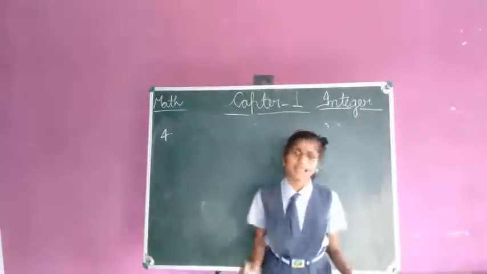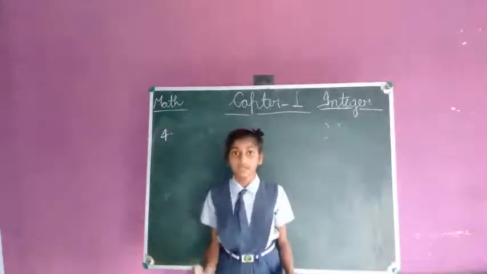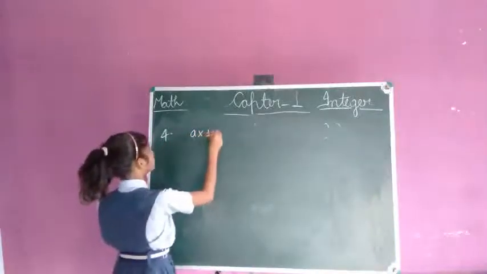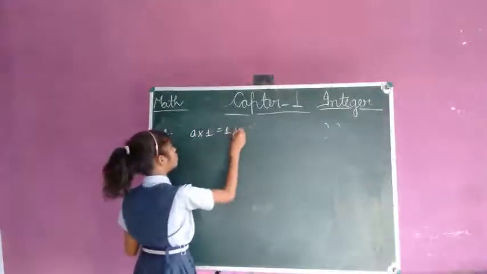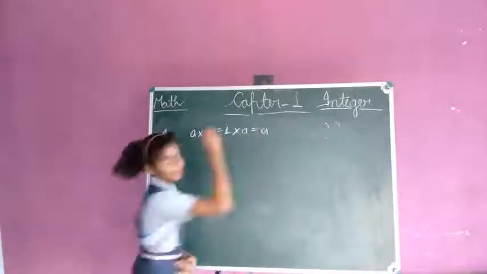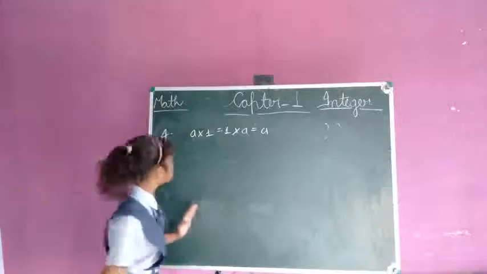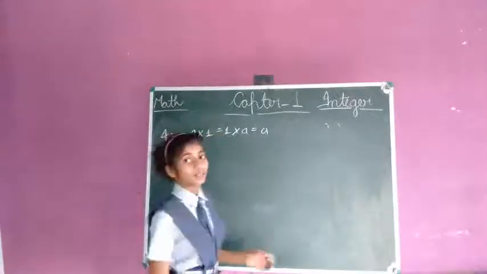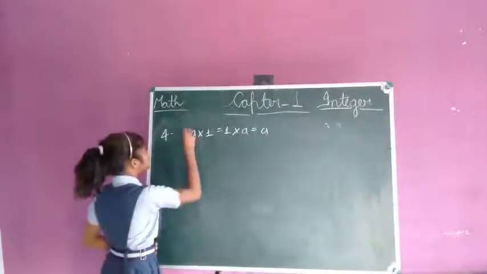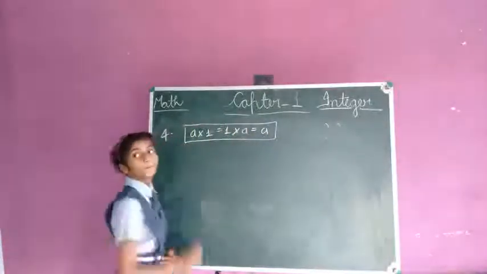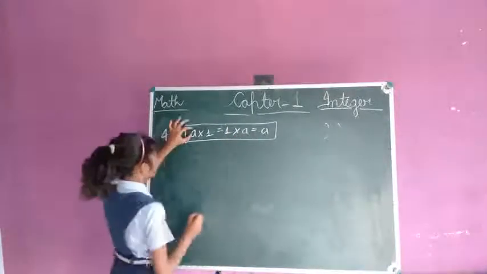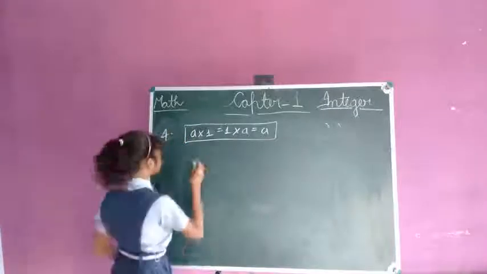So if A is an integer, then A into 1 equals 1 into A equals A. Correct, friends? A into 1 equals 1 into A equals A. This is the multiplicative identity. Let's solve this. Let the number be 2.